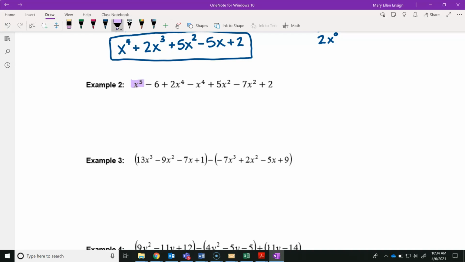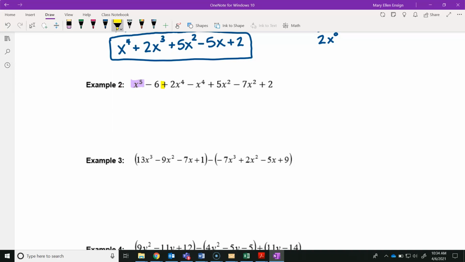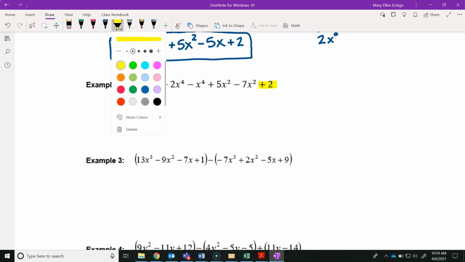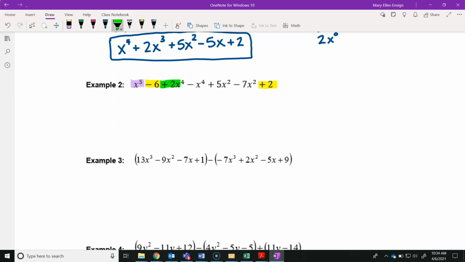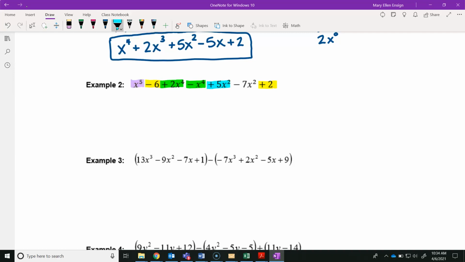So again, I'm just going to use the colors just for now to get used to it. So x to the fifth, I'm looking for two that have, let's do minus 6 here. So minus 6, and then I have a plus 2. Those are like terms. They're just plain old numbers. Then I have 2x to the fourth minus x to the fourth. And I have 5x squared minus 7x squared. So I have all my like terms here.